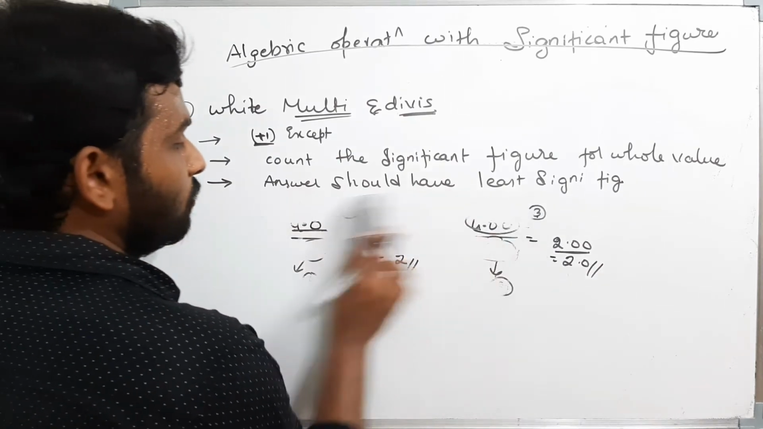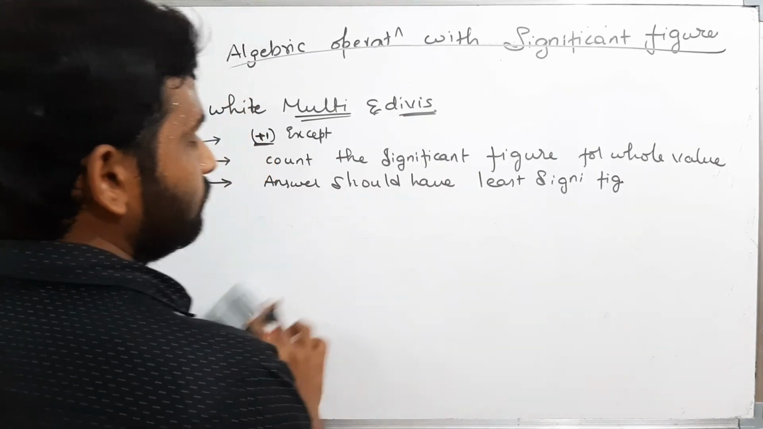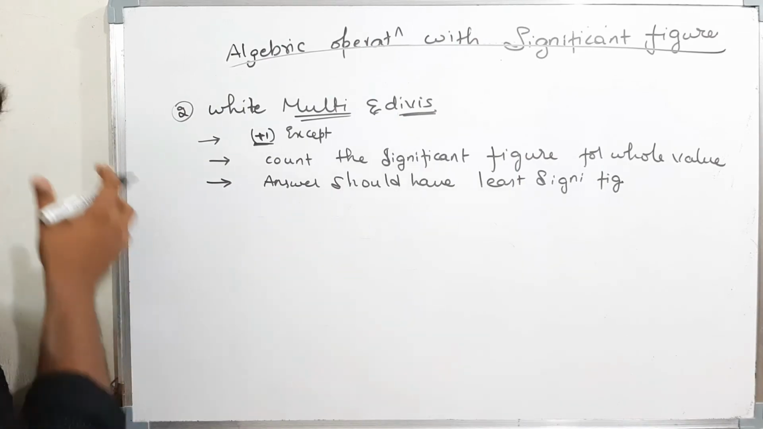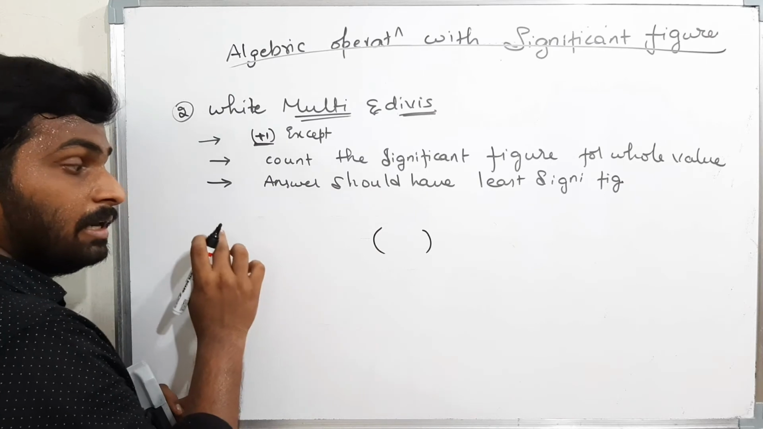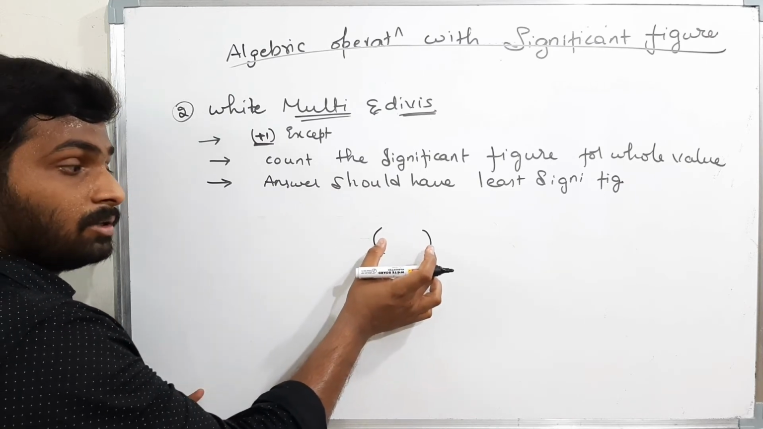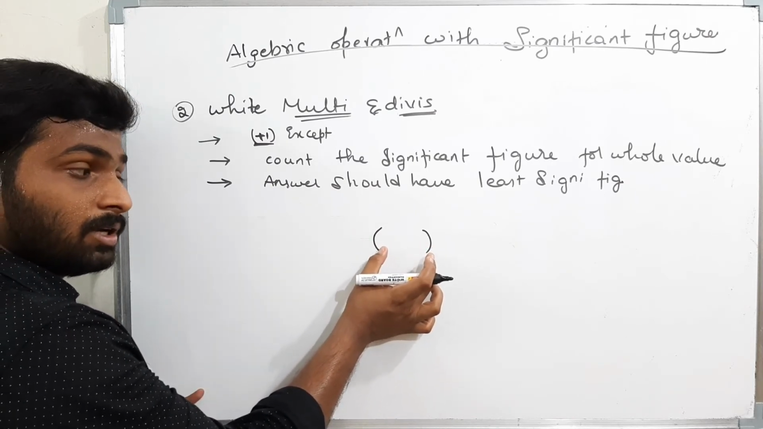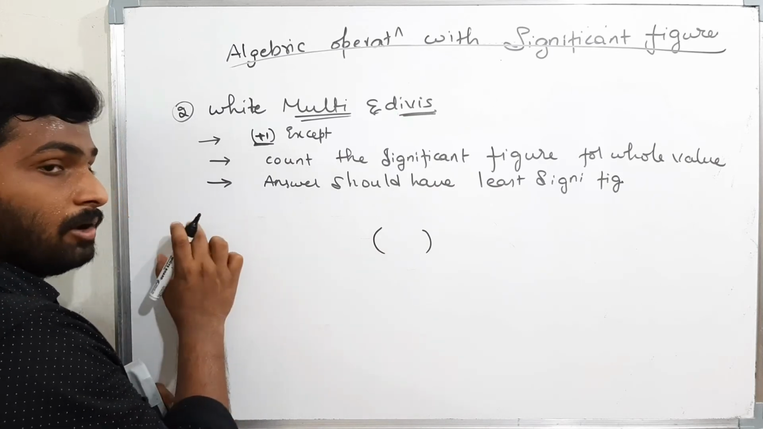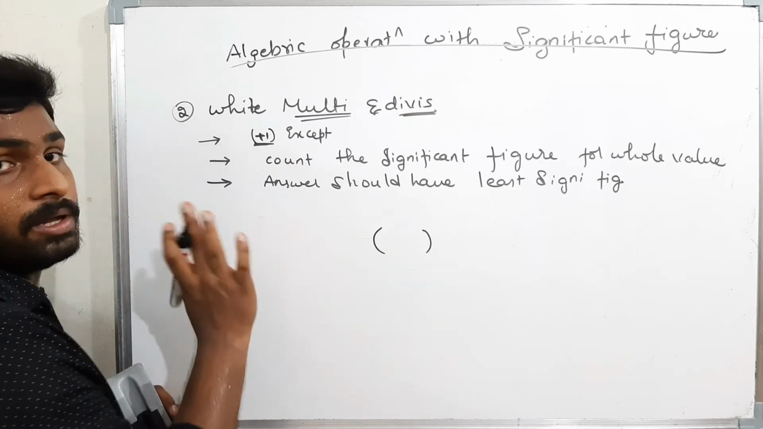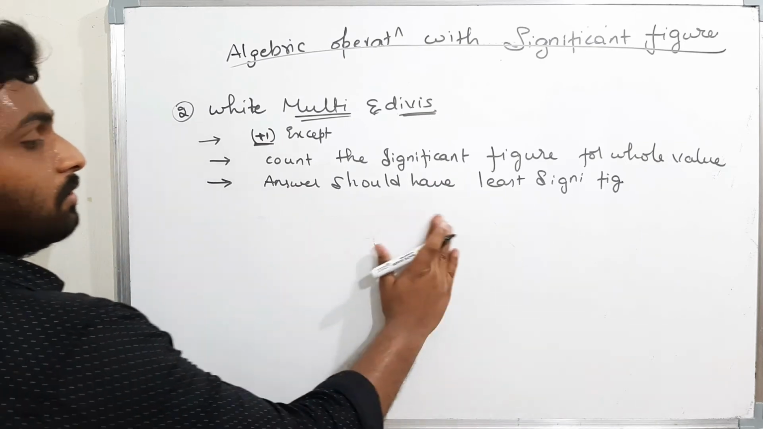Okay. Now, we will see one more. I think these are clear. How to do? The answer should have the least. The answer should have the significant figures which are the least significant figures in the values which I am using to multiply or divide. Now we see.